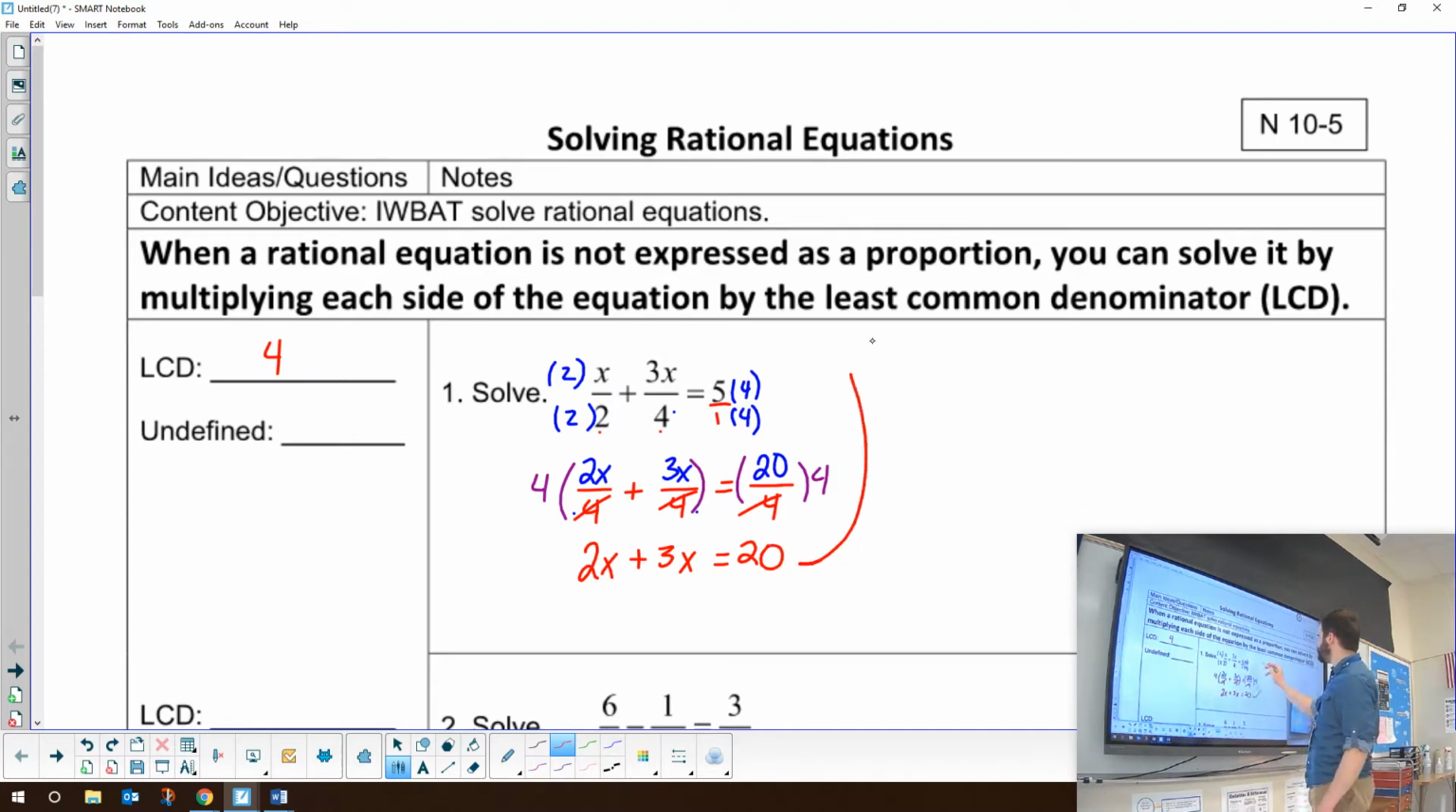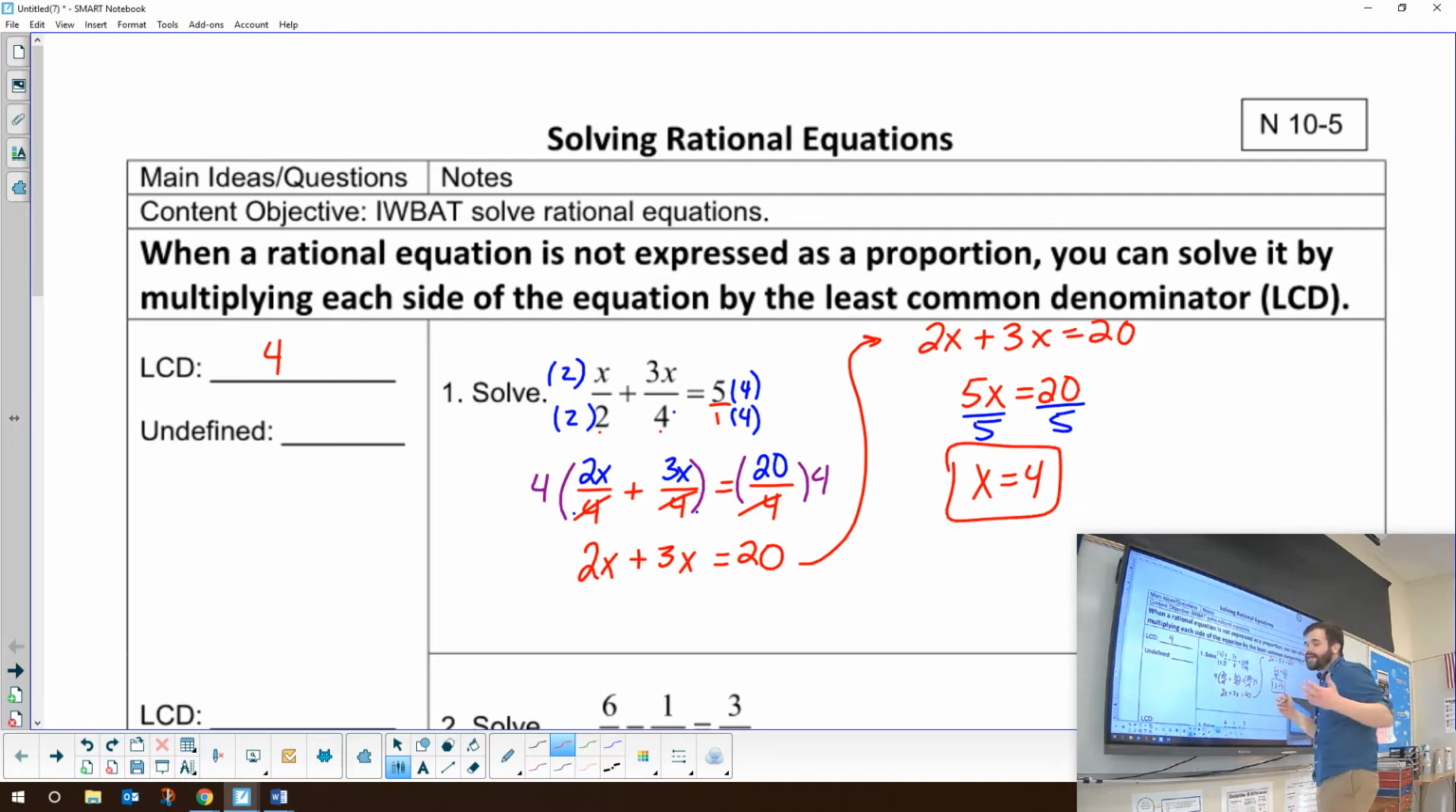All right, I'm going to move this up here so we can finish working this out. 2x plus 3x equals 20. So now, all I have to do to solve this, first, combine like terms. 2x and 3x makes 5x. Then we just need to get that x by itself, so we're going to divide both sides by 5, and we get x equals 4. So it really is that simple. All we need to do here is get our common denominator, cancel those denominators out, and then solve whatever is left over.